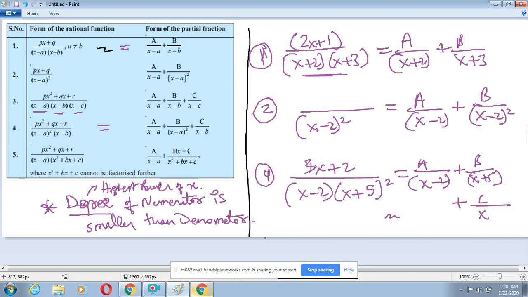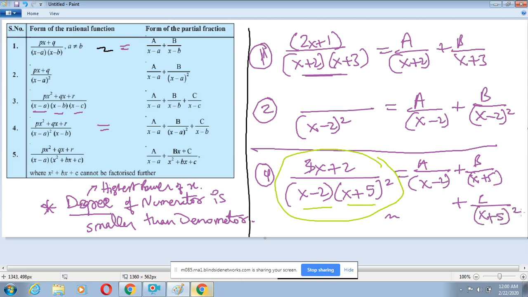Okay, so I was explaining the fourth formula. Can you see this green color line? I'm explaining this case. When you have in the denominator one linear and one square, we'll split it like this: A upon x minus 2 plus B upon x plus 5 plus C upon (x plus 5) whole square. Understood? So whenever we have one linear and one square, we'll split it like this.